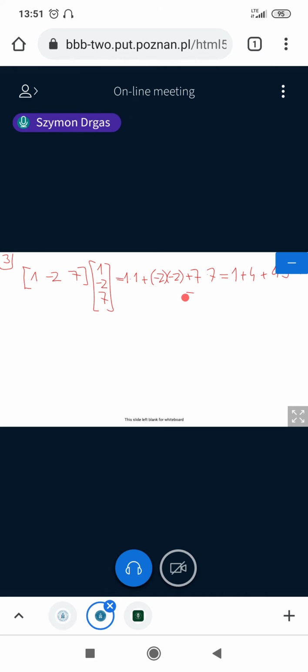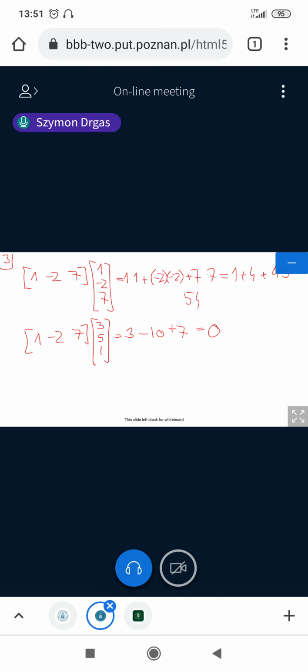So it's 54. Then we have the second example, 1, minus 2, 7, and 3, 5, 1. And it is 3 minus 10 plus 7, it's 0, so it means that these two vectors are orthogonal, are perpendicular.